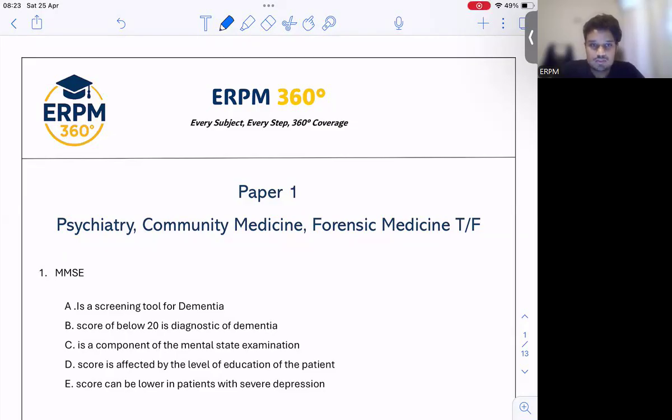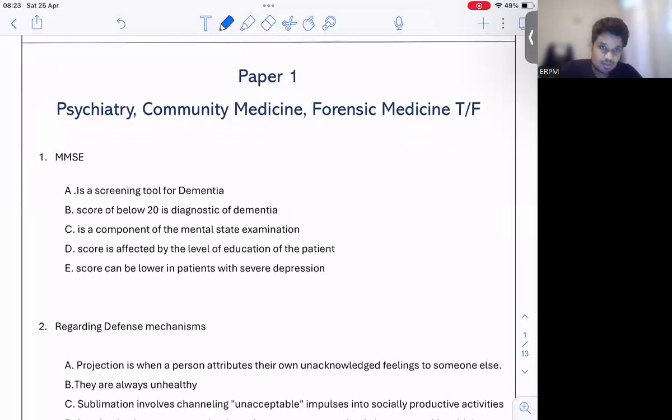First, the true false questions. First question: MMSE is a screening tool for dementia. What is MMSE? MMSE means the Mini Mental State Examination.